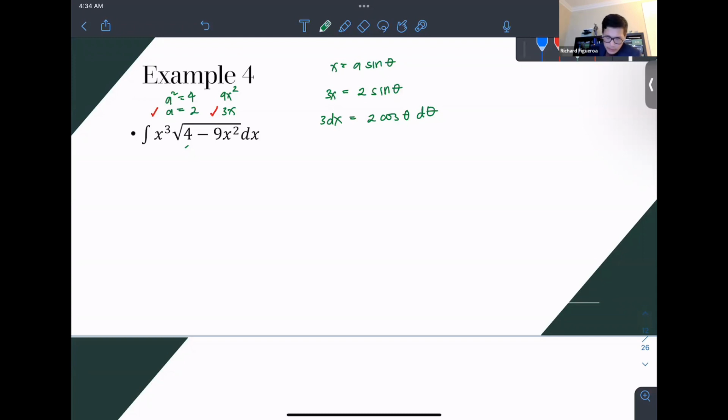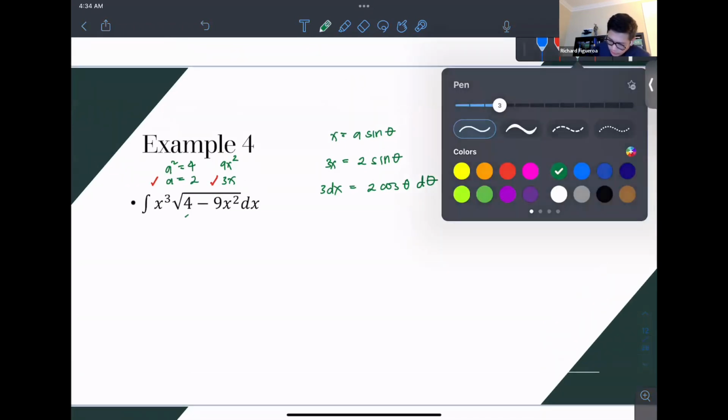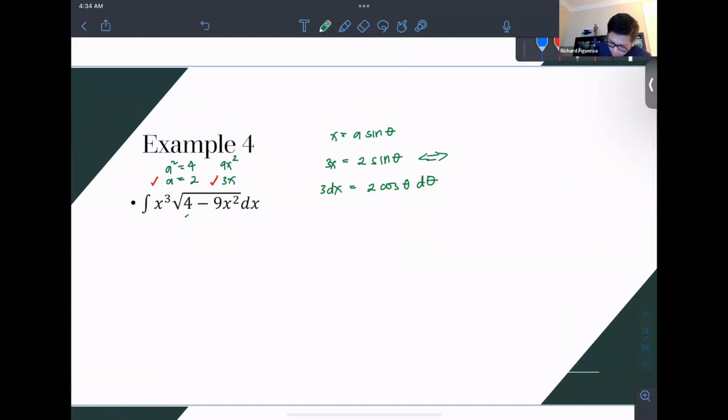So we'll be substituting for x cubed. Okay, so what will be our x then? In here, we can see that x is 2/3 sine theta. X is 2/3 sine theta. Then our dx is 2/3 cosine theta d theta.